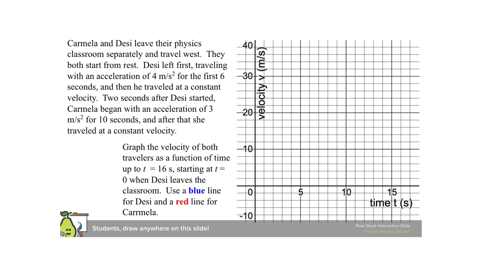So let's do that. If he travels 4 meters per second squared for 6 seconds, then at 6 seconds he'll have a velocity of 24. So something like that, and then constant. And for Carmela, we're going to do something similar, that after her 10 seconds of travel, she'll have a speed of 30, but it starts at 2 seconds. So at 2 seconds, she's 0, and at 12 seconds, she's at 30. So something like that would come out.